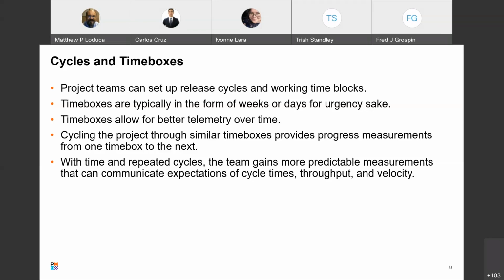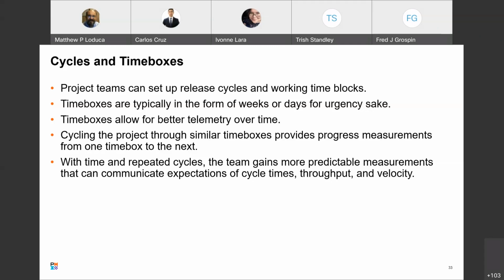What's the word? I'm trying to think of the ceremony, but you have a ceremony, you go through and everybody does a retrospective, and you say, well, we could have done this better, we could have done this worse, we really underestimated what we were going to be able to do here, blah, blah, blah. And as you work together, you get more and more predictable on your velocity and your throughput and your cycle times and so forth. So essentially that's what they're saying here.